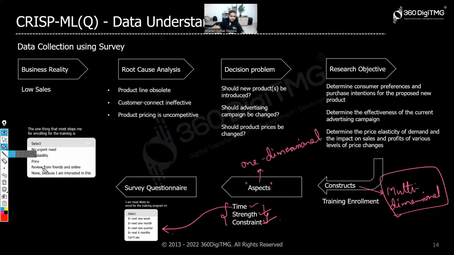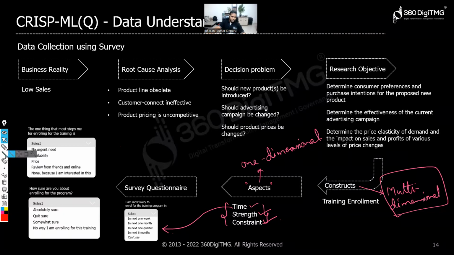Then you have constraint-related. The one thing that most stops you from enrolling for the training is there is no urgent need, availability, price, and so on and so forth. And how sure are you about enrolling for the program? Absolutely sure, quite sure, somewhat sure, and so on and so forth. These are strength-related questions.